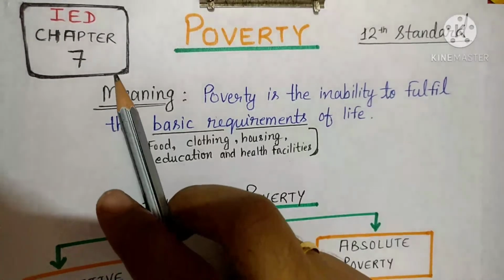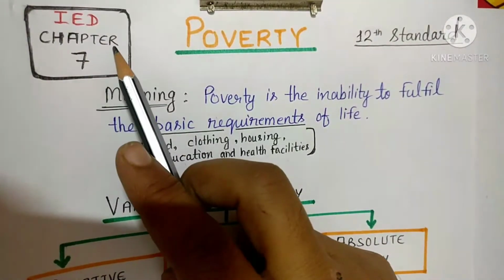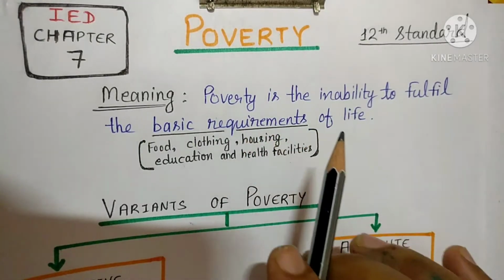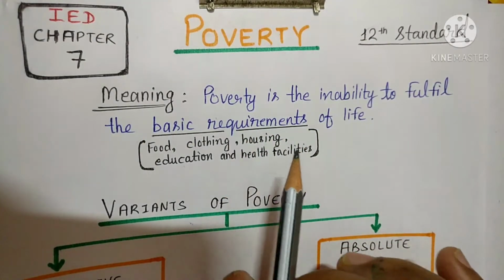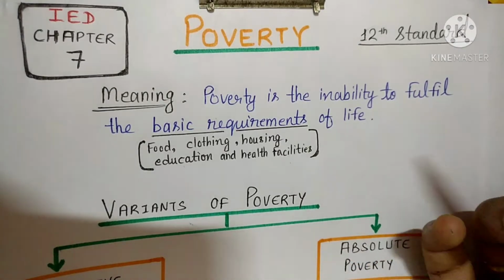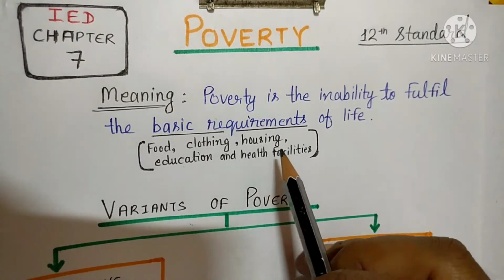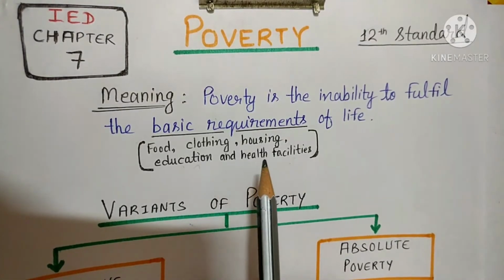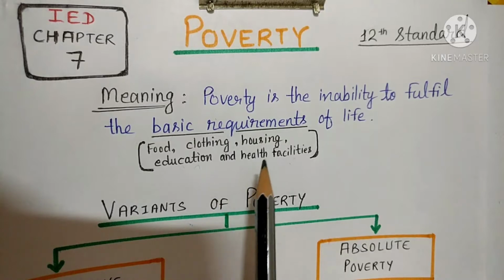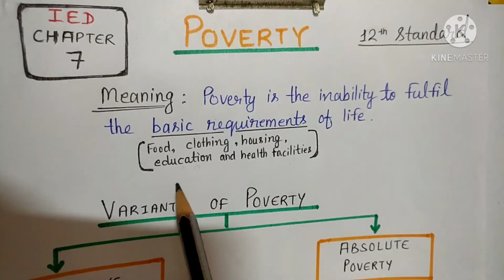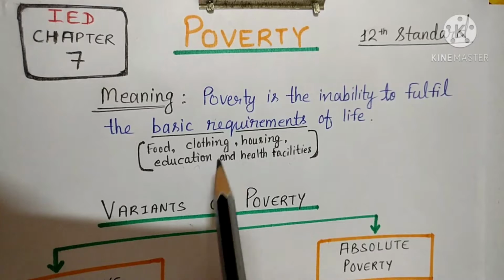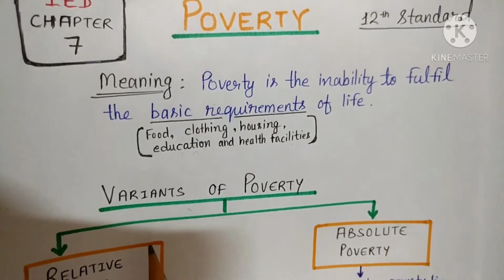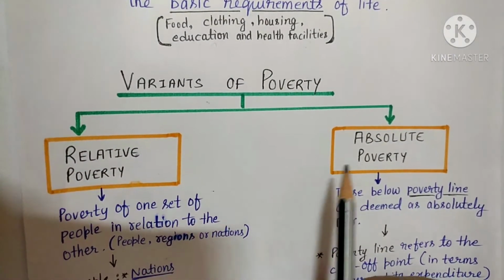So we are studying today chapter number 7 of Indian Economic Development, that is poverty. Okay. So what does poverty mean here? Actually, poverty is the inability to fulfill the basic requirements of life. And these requirements are food, clothing, housing, and now we have added two more, that are education and health facilities. The people, or the family, which is not able to satisfy these things, come under poverty. Okay, clear? They are called poor. So the two variants of poverty are relative poverty and absolute poverty.